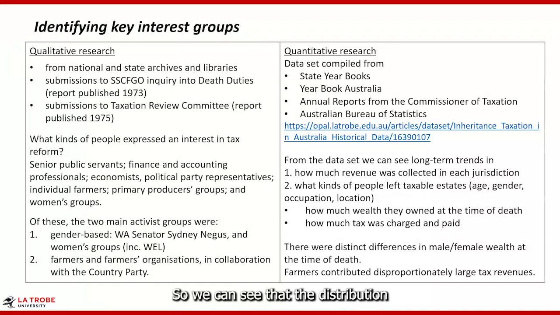So we can see that the distribution of tax obligations wasn't just shaped by the wealth of donors, but also by their gender, their occupation, and their location. And some striking correlations come out of this. For example, among tax donors, Australia's poorest women lived and died in the jurisdictions with the highest per capita concentrations of farmers. The highest per capita concentration of farmers and poor women were in Queensland, followed by Western Australia. And I'll show you some numbers on this a little bit later.